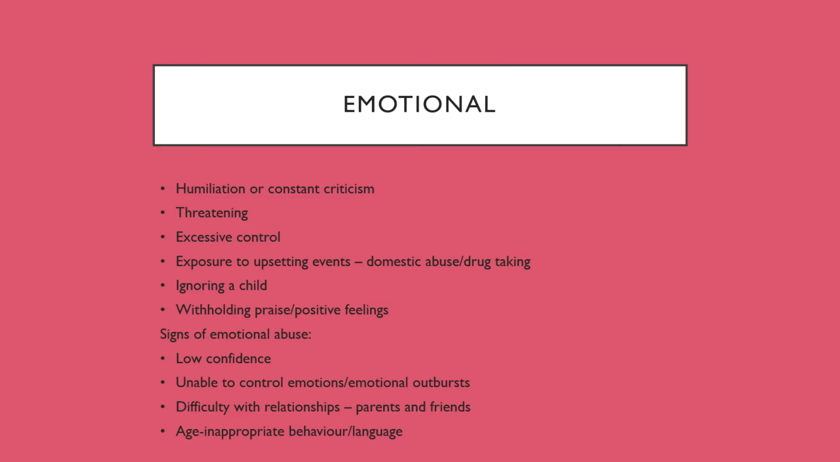Typical signs of emotional abuse can depend on the age of the child, but include things like poor confidence, and an inability to control your own emotions or big emotional outbursts. Difficult relationships, so struggling to build and maintain relationships with friends, or cold and distant relationships with their parents. And then age-inappropriate behaviour and language, if they've been exposed to things that you wouldn't expect someone of that age to be exposed to.